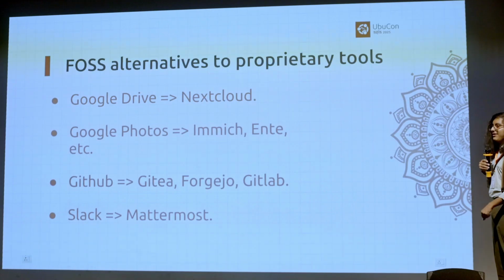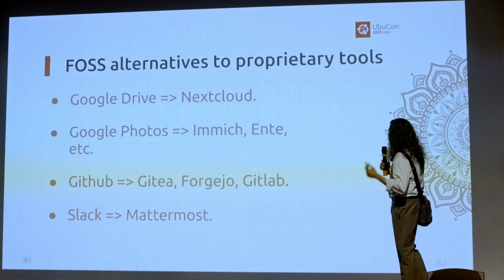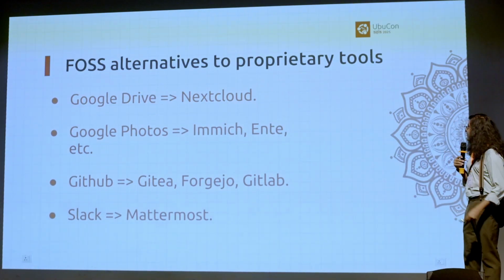So you can use Nextcloud if you're highly dependent on Google Drive. For Google Photos, you can use Immich. If you're using GitHub, you can use something like GitLab, Forgejo, or Gitea.